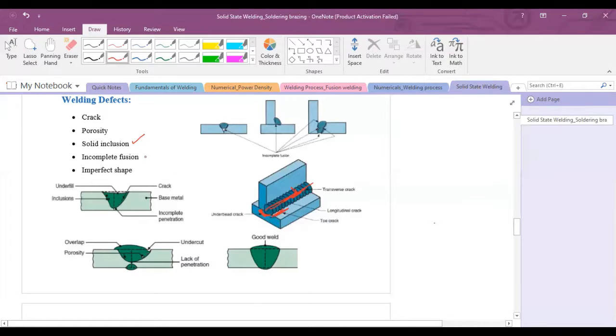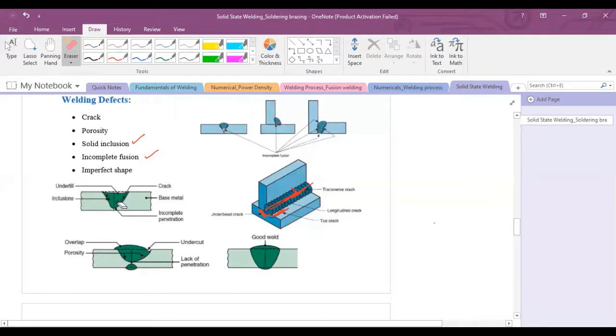Number four is the incomplete fusion. As you can see, there are some spaces remaining to fill with the molten metal or the filler material. This incomplete fusion produces a poor weld bead. As you can see, spaces here, there should be a proper weld bead, and due to incomplete fusion, a proper weld bead will not form here.